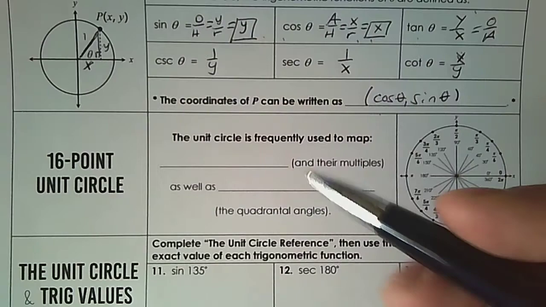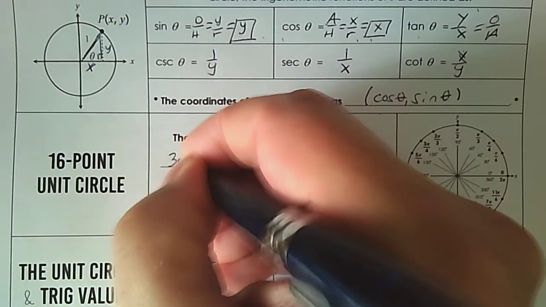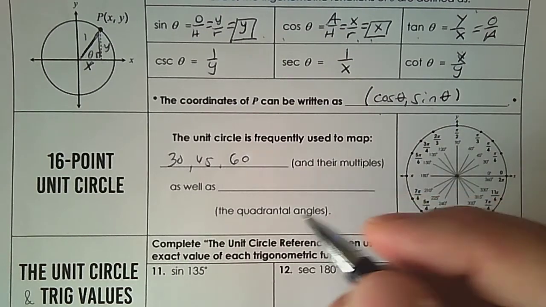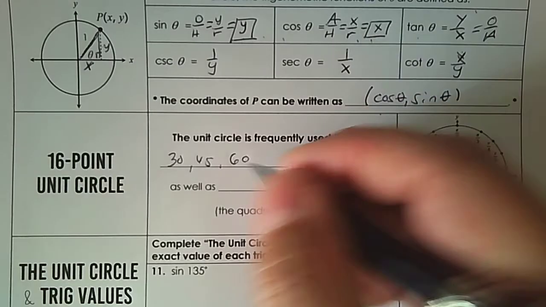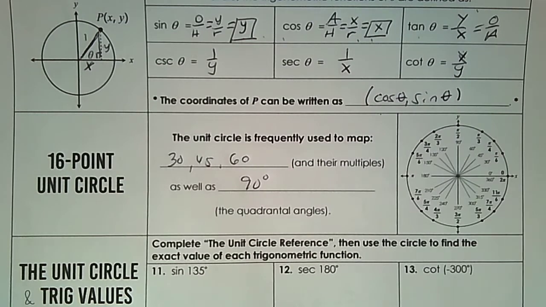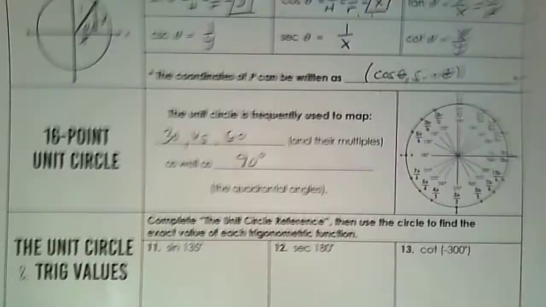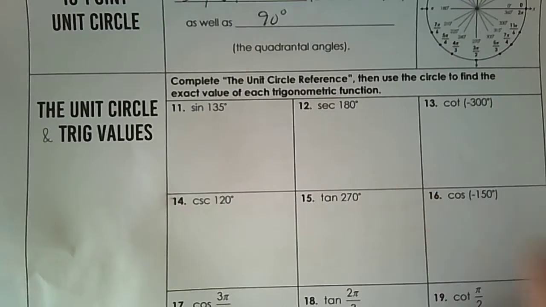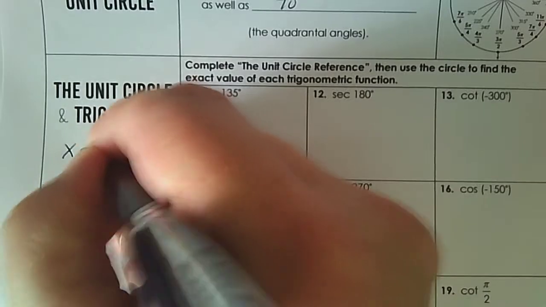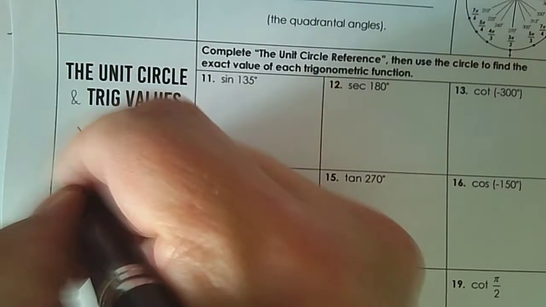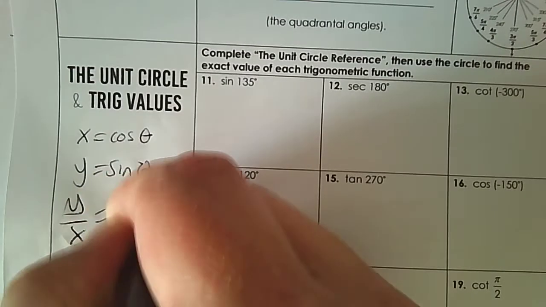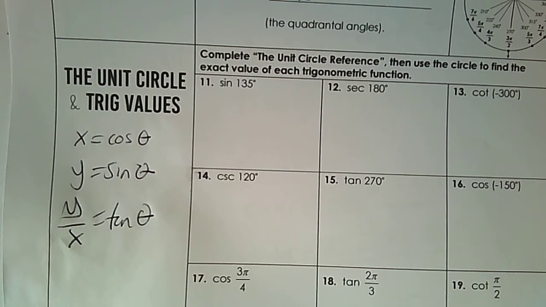So the unit circle is used to map 30, 45, and 60 and their multiples, as well as the multiples of 90, which are the quadrant angles. So what we're going to do here is answer this right here. To understand how to use the unit circle, we need to know that the x-coordinate is cosine, that the y-coordinate is sine, that when I go y over x, it's tangent. That's the foundation I need to understand.